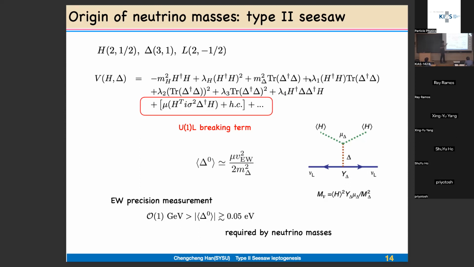But from electroweak precision measurements, the vacuum value of delta should not be too large because it's a triplet. It will change the rho parameter, and the limit on this vacuum value is that it should be smaller than a GeV. But it must be larger than about 0.05 eV. Why? Because we want to explain the neutrino mass: at least one neutrino has this mass, and we don't want the Yukawa coupling too large. So this is almost 10 orders of magnitude range for this vacuum value, and we don't know where it is. Okay, there's no problem for this type 2.